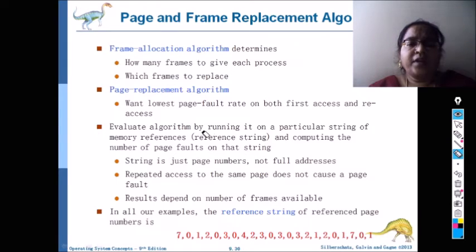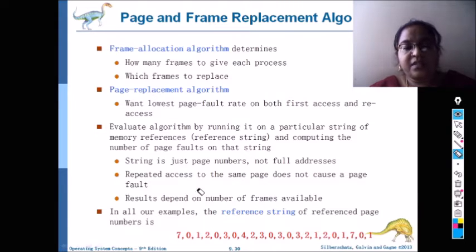Now, how do we check the evaluation? How do we check which algorithm is better? To evaluate an algorithm, you run a particular string of memory references and compute how many page faults you have got. The algorithm giving the lesser number of page faults will be the good algorithm. Here, the string refers to page numbers, not memory addresses. Repeated access to the same page does not cause a page fault.